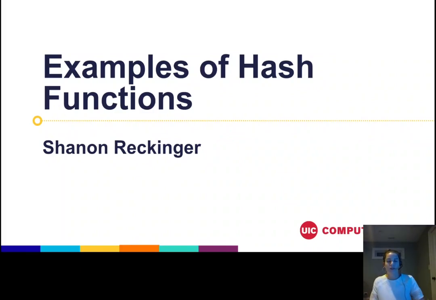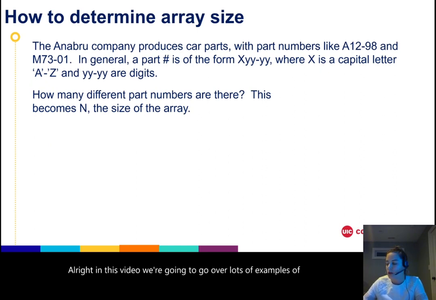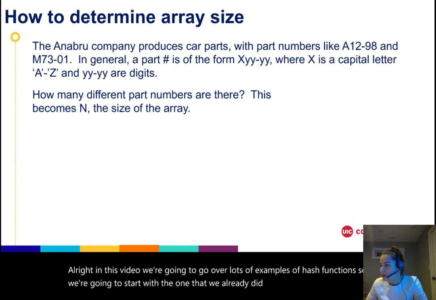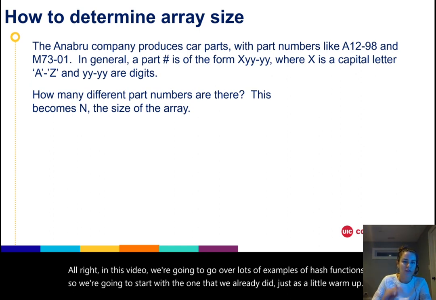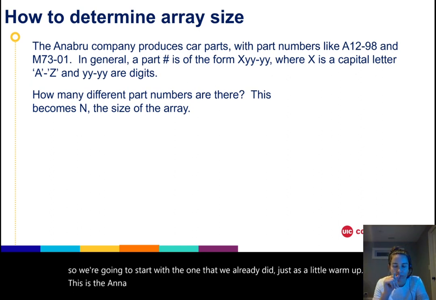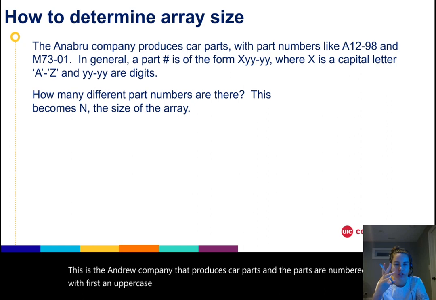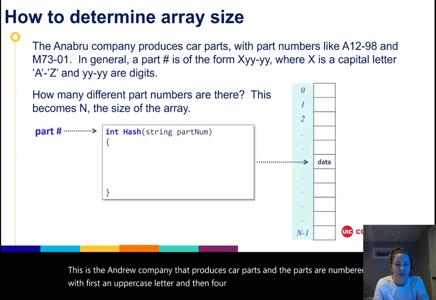Alright, in this video we're going to go over lots of examples of hash functions. So we're going to start with the one that we already did, just as a little warm-up. This is the Annabrew company that produces car parts, and the parts are numbered with first an uppercase letter and then 4 digits. So the first question is, how many different part numbers are there?